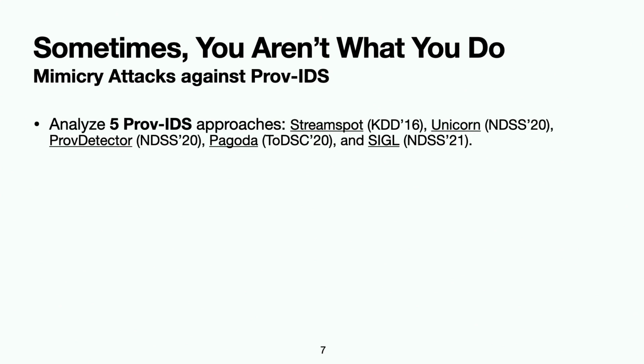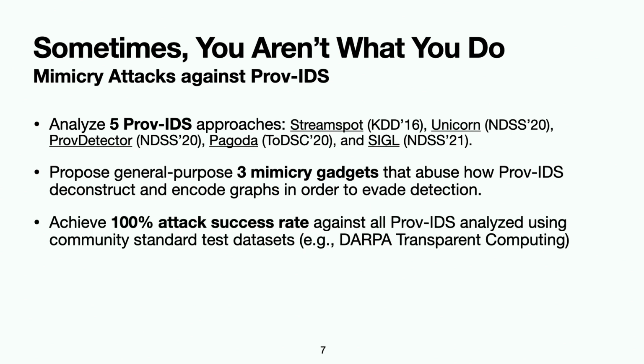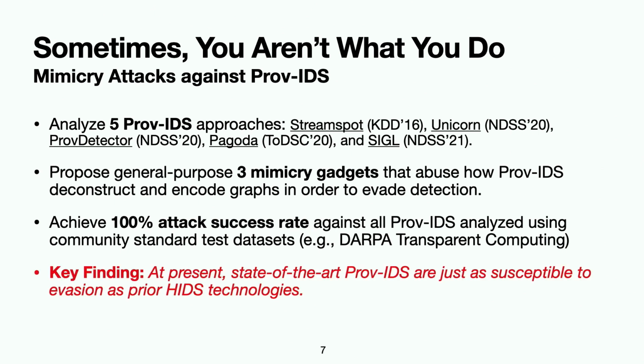In this paper, we evaluate 5 state-of-the-art provenance intrusion detection systems. We introduce 3 mimicry attacks that show we can abuse how these systems encode provenance graphs. We show that our attack gadgets are able to achieve a 100% success rate against all the systems. The key finding from our paper is that at present, state-of-the-art provenance intrusion detection systems are just as susceptible to evasion as prior HIDS. For the brevity of this talk, we're going to focus on 2 of the provenance intrusion detection systems, Unicorn and Prov Detector.